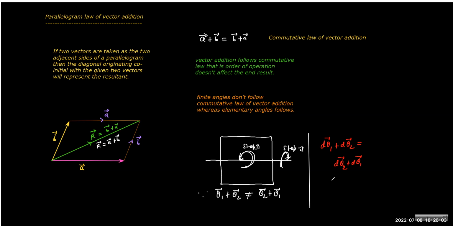So the vector addition must be commutative, which is actually followed by the small angles, or you can say elementary angles, and that is why they are called vectors. So it is the biggest difference between the big angle and the small angle. While going into the chapter of rotational dynamics, this idea will be very helpful to us. And what is that?